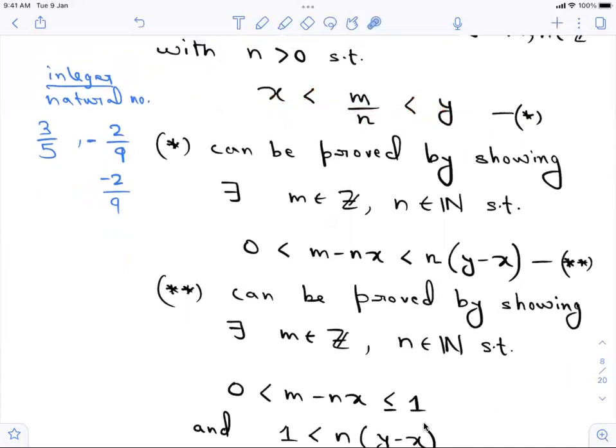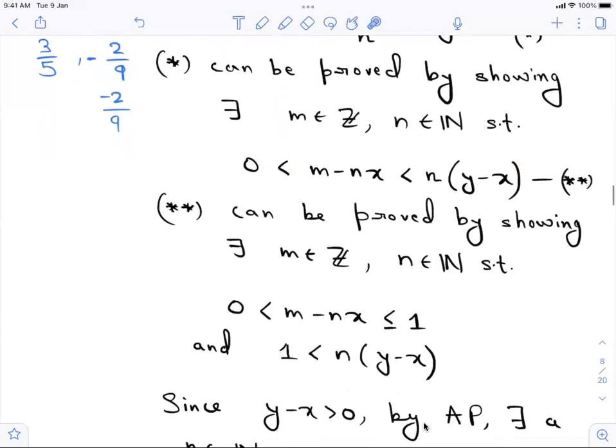Then I'm going to subtract nx from each of these expressions to get that 0 is less than m minus nx, which is less than n minus x. So showing this is equivalent to showing this, right? Okay, now comes the subtle part.